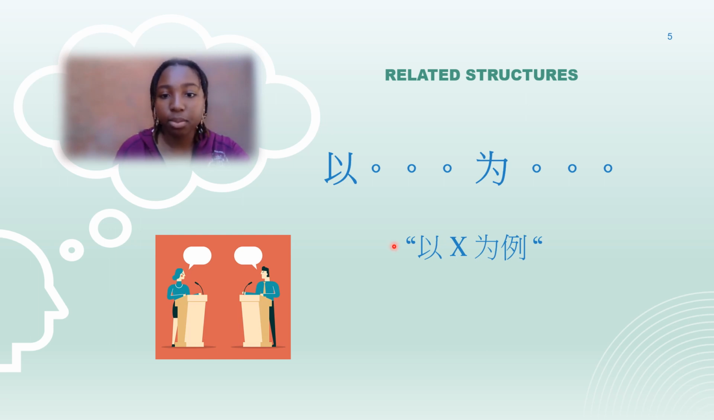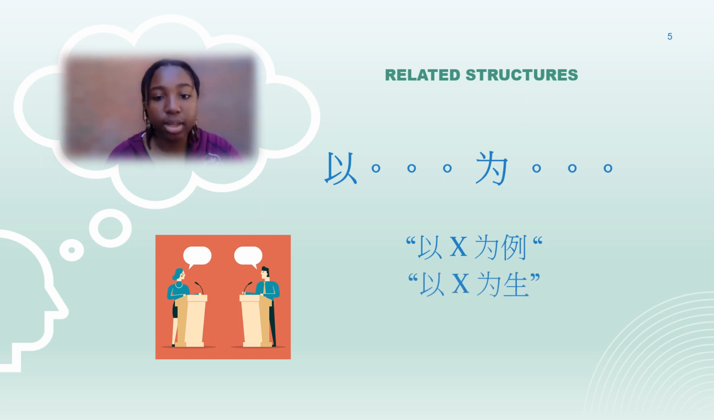第一个以什么什么什么为例，例是例子的例. So taking X as an example, 以台湾的饮食文化为例, taking Taiwanese cuisine and eating culture as an example, da da da da. So 如果你在辩论的话, if you're debating, 你可以用这个语法来支持你的观点. Like you can use it to support your ideas and arguments.